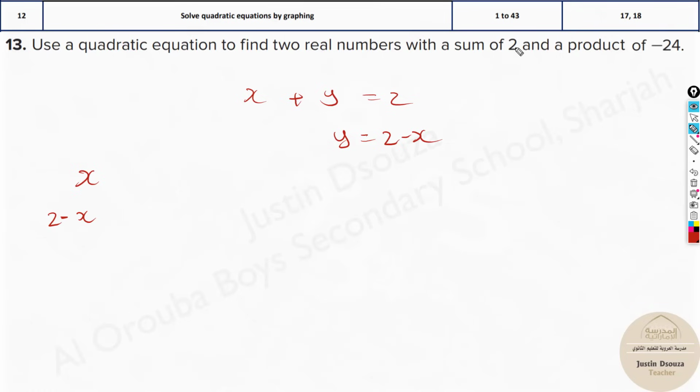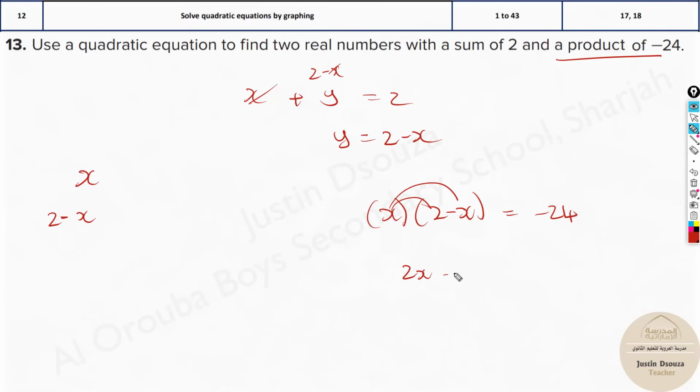Now I know the sum is 2, right? But if I just substitute over here, it doesn't help me because I'll get back the same thing. If I just substitute over here and start solving, x cancels, 2 will be equal to 2. This doesn't help. But they have told the product is minus 24. So what I do is I'll write this first number, multiply it with the second number, and I must get equal to minus 24. So now it will help me to solve. I'll multiply here, it will be 2x, it's the distributive property, and minus x squared equals minus 24.